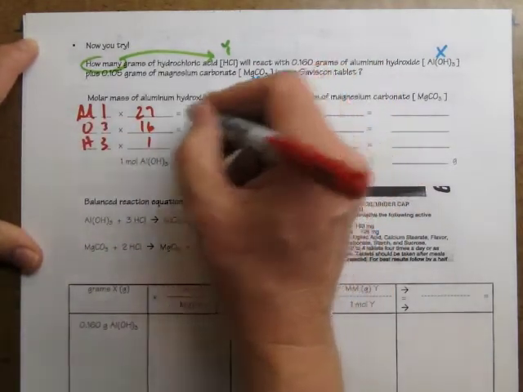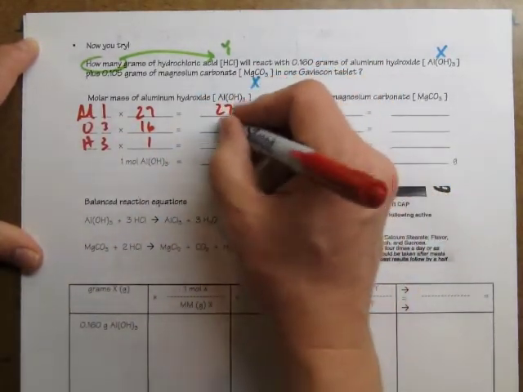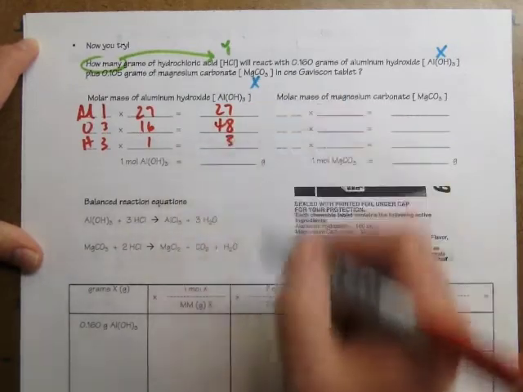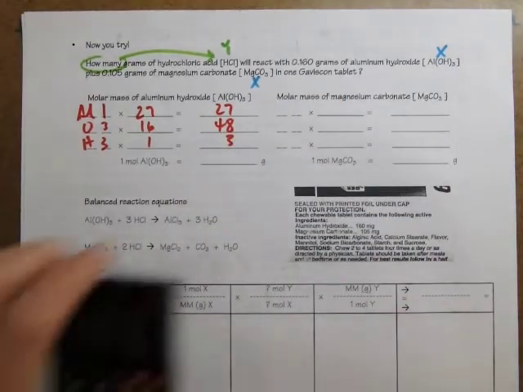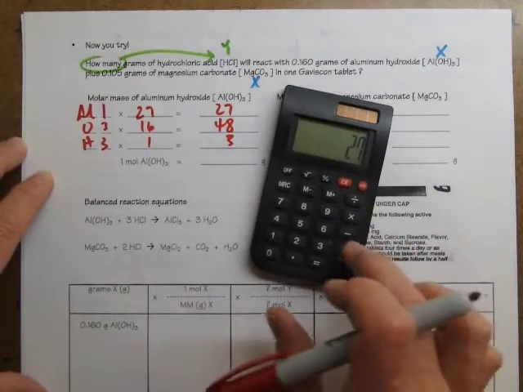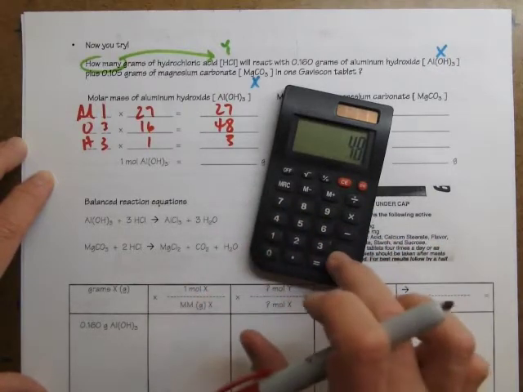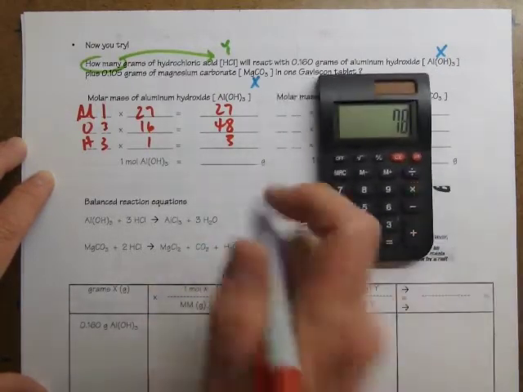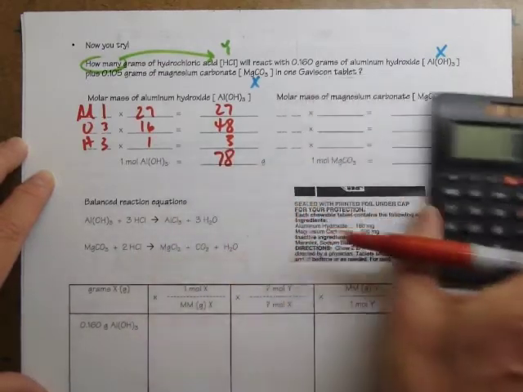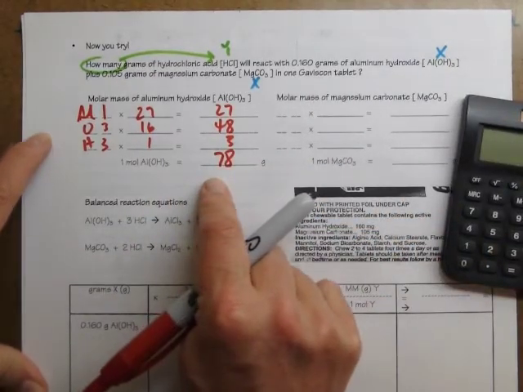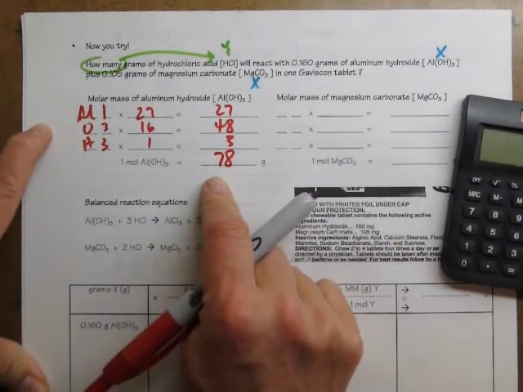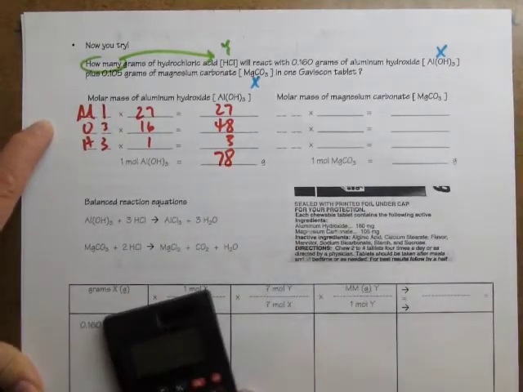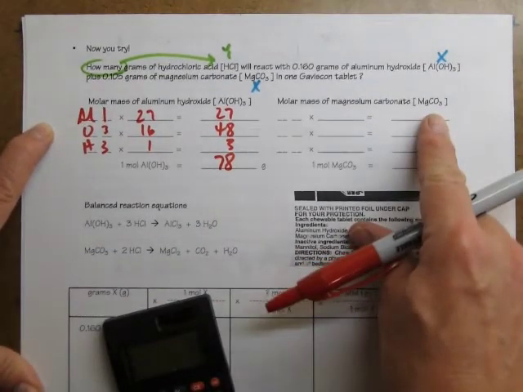1 times 27. 3 times 16 is 48. 3 times 1 is 3. And when we add those together, 27 plus 48 plus 3, 78. So 1 mole of aluminum hydroxide in the Gaviscon is 78 grams. Do the same calculation for the magnesium carbonate.